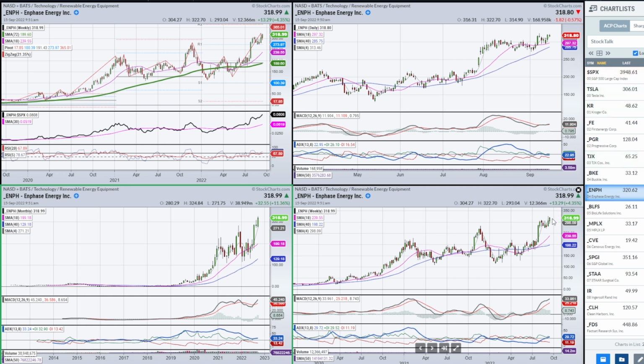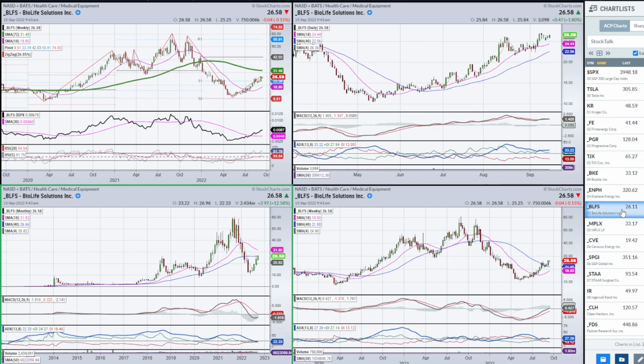I think stocks like this have some risk in them, so just be careful if you're going to do this. I would play smaller size, and I'd also use pretty tight risk parameters right now. Okay, BLFS. So massive decline phase, huge decline phase, breaks the 18-month and turns it down.